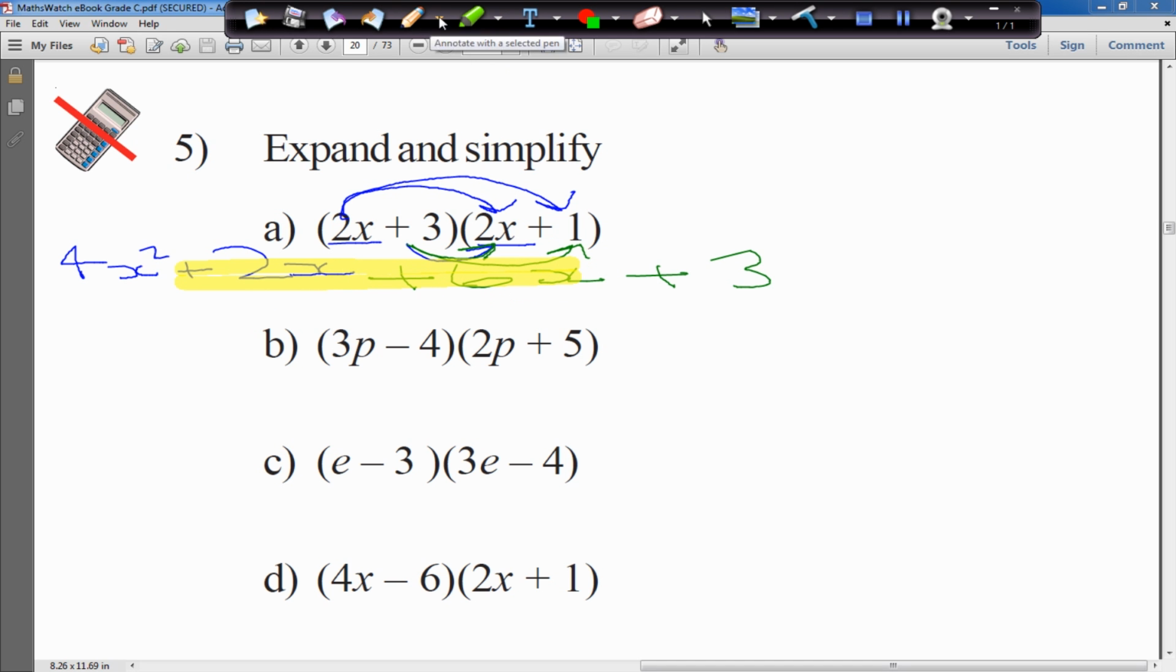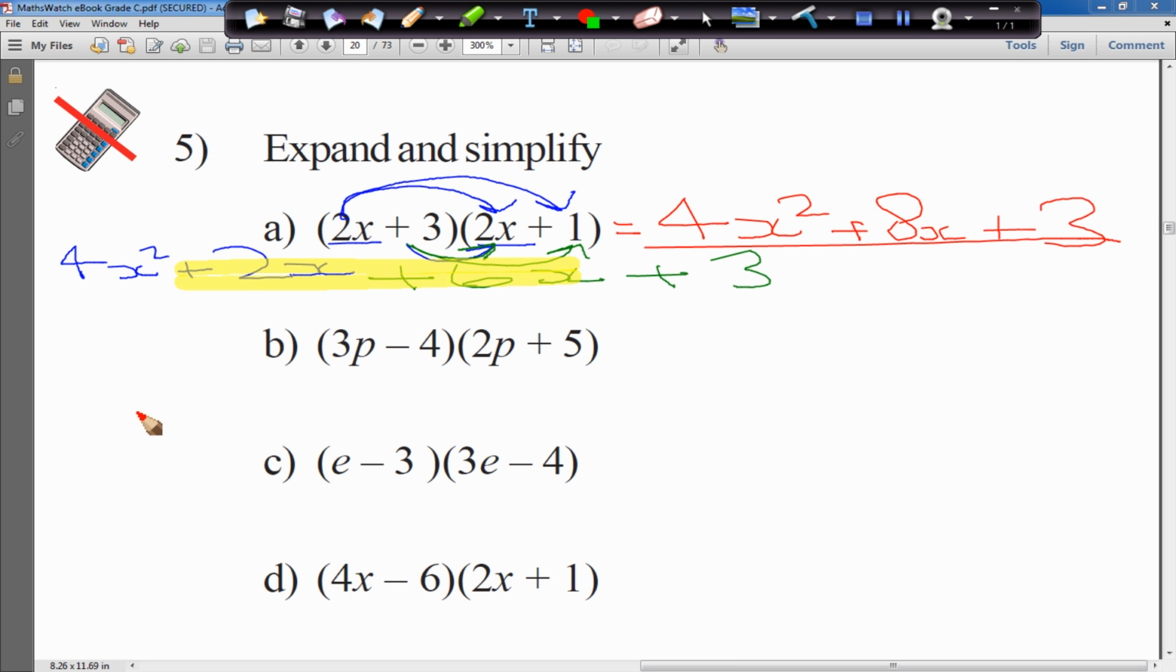So we're going to write the answer over here, up top. The 4x squared gets copied across. That doesn't simplify with anything. And then we have plus 2x plus 6x will give us plus 8x. And then we have a plus 3. And that's the end of that question. Done.